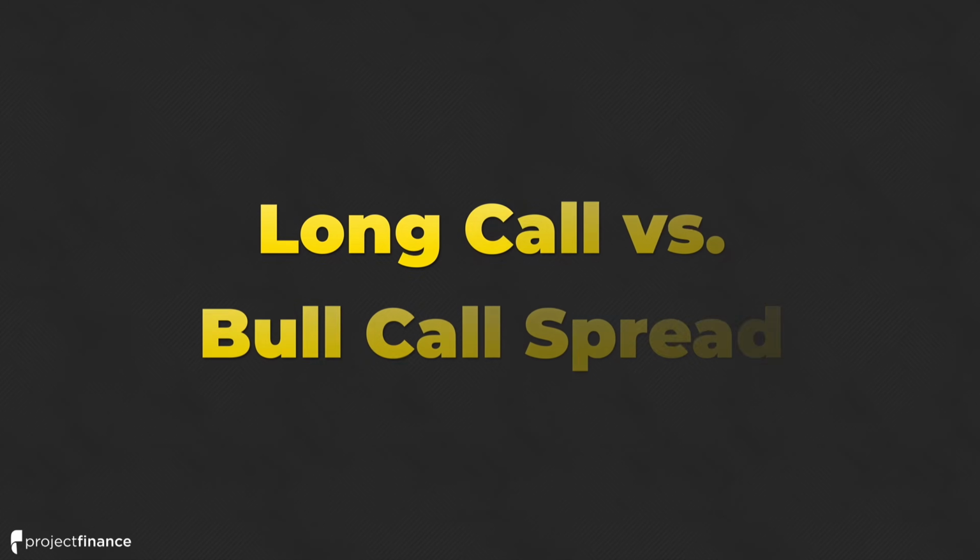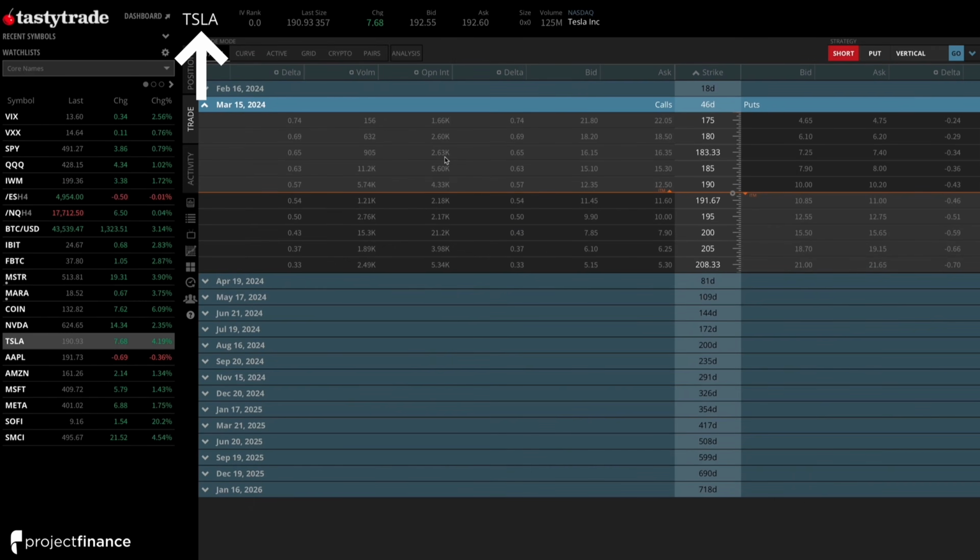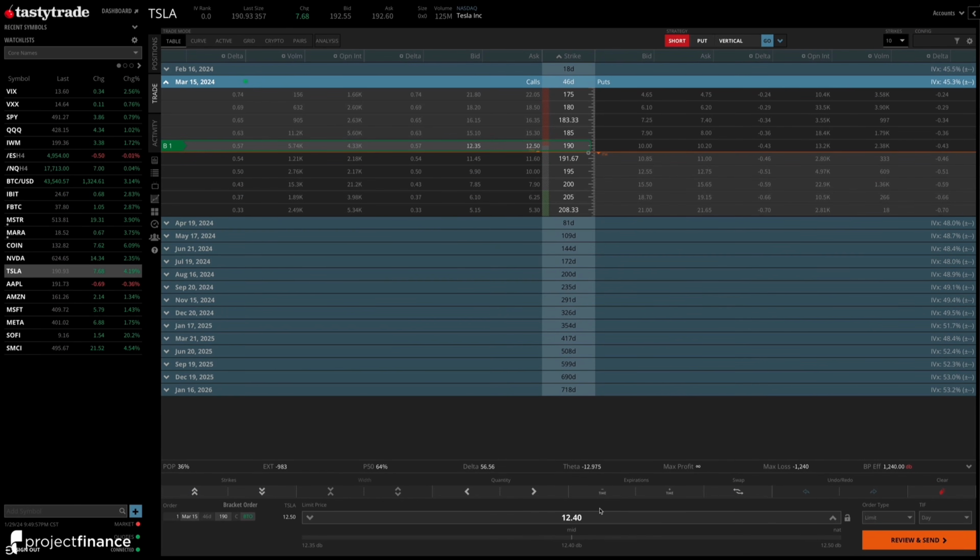Now I want to quickly compare the difference between buying a call option all by itself versus buying a bull call spread. I've pulled up the Tesla trade page on the tastytrade trading platform, and I've opened up the March 2024 options with 46 days until expiration. To quickly queue up a call option purchase, Tesla stock closed today at $190.93. And so I'm going to just click on the at the money call option, which is the 190 strike price. This call option is trading for a price of $12.40. This means the max loss potential is $1,240.